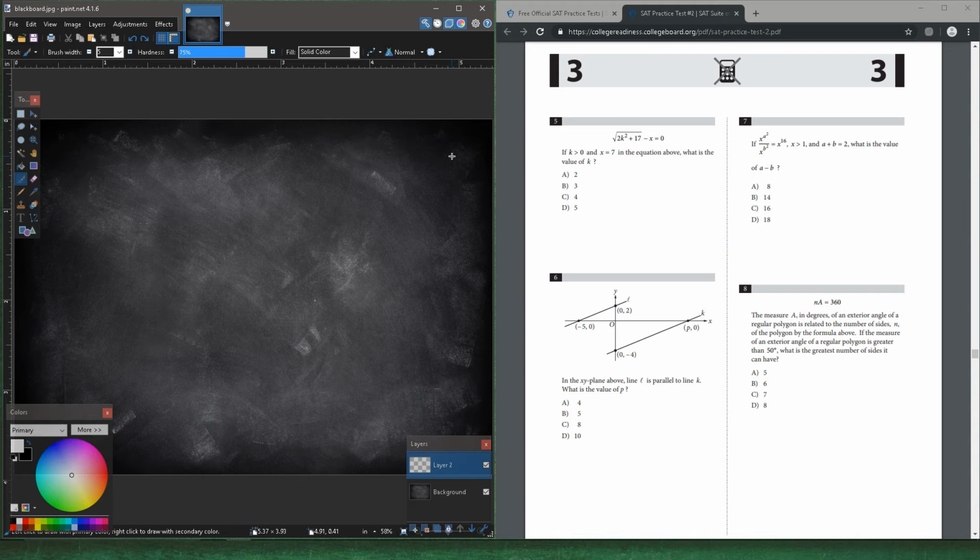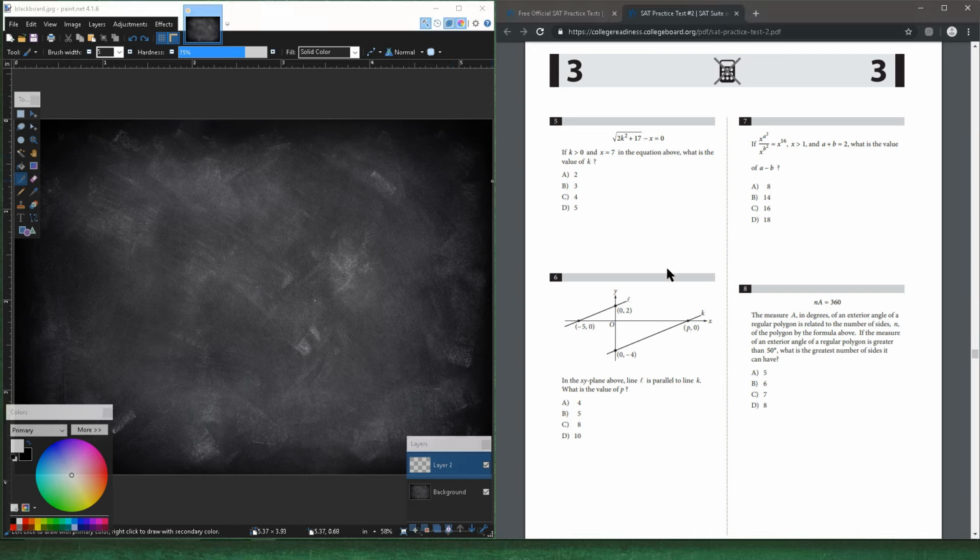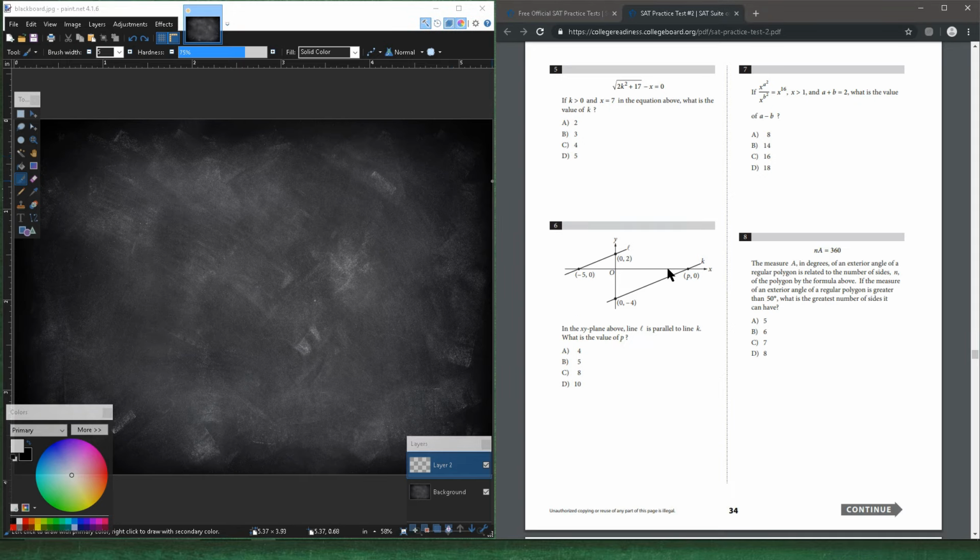The measure A, in degrees, of an exterior angle of a regular polygon is related to the number of sides n of the polygon by the formula above. If the measure of an exterior angle of a polygon is greater than 50, what's the greatest number of sides it can have? So let's say the angle is 50, right?